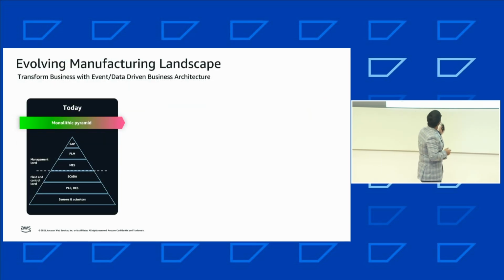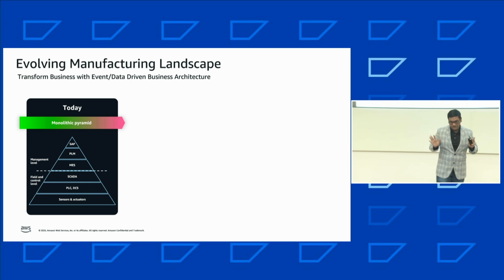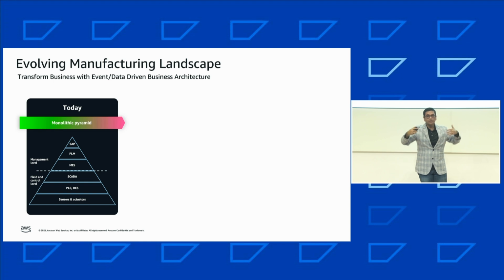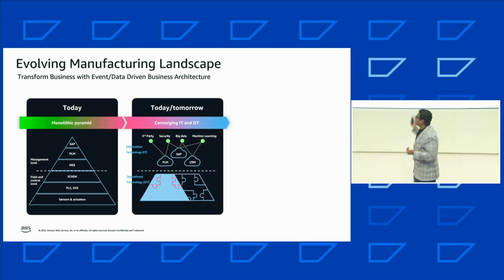So this is the evolving manufacturing landscape. This is today's landscape. In today's manufacturing industry, it's a monolithic pyramid, whereas on your shop floor, your manufacturing floor, you see all those systems and equipment, while your SAP system is somewhere else. There is upstream, downstream communication, but is that communication really satisfying for you? Probably the answer is no, it's poor. And that's why, to streamline all this upstream, downstream communication, we have this converging IT and OT.